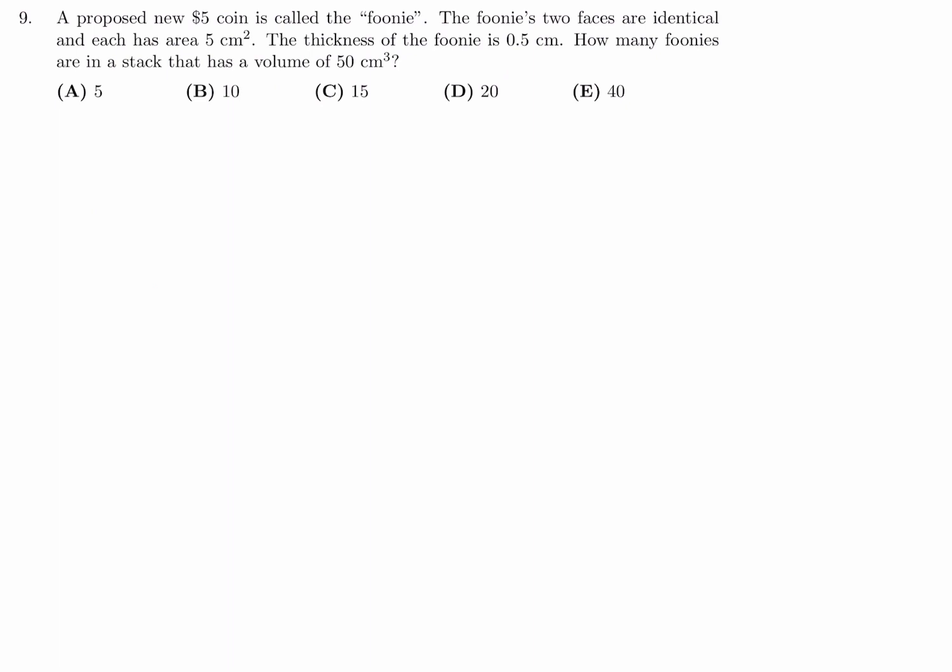A proposed new $5 coin is called the Foonie. The Foonie's two faces are identical and each has an area of 5 centimeters squared. The thickness of the Foonie is 0.5. How many Foonies are in a stack that has a volume of 50 centimeters cubed? Well, first we need to figure out the volume of one Foonie, and that's going to be the area times the thickness. And that is 2.5. So one of these coins is 2.5.